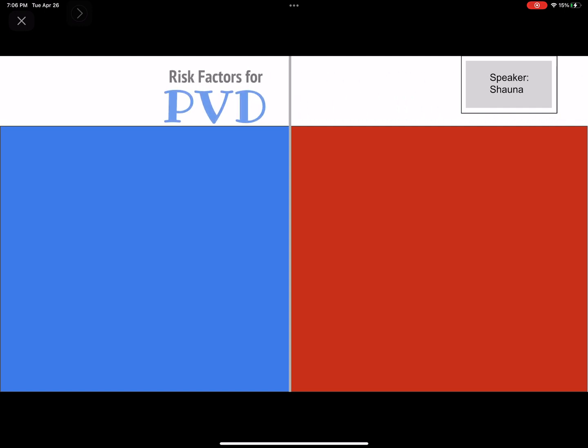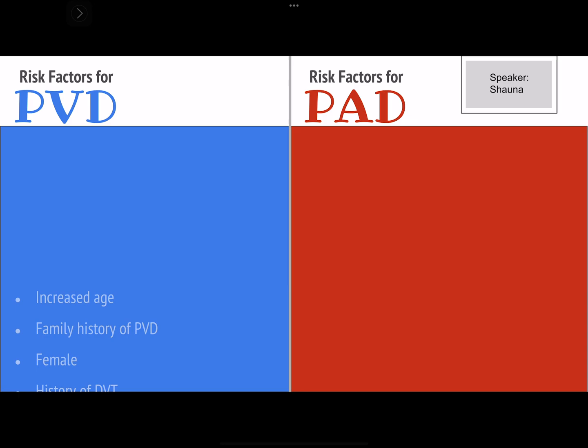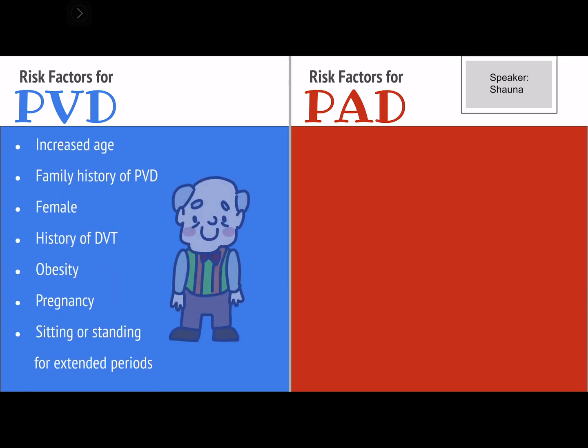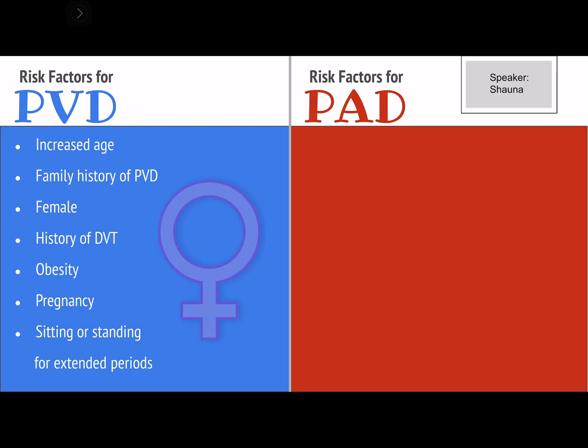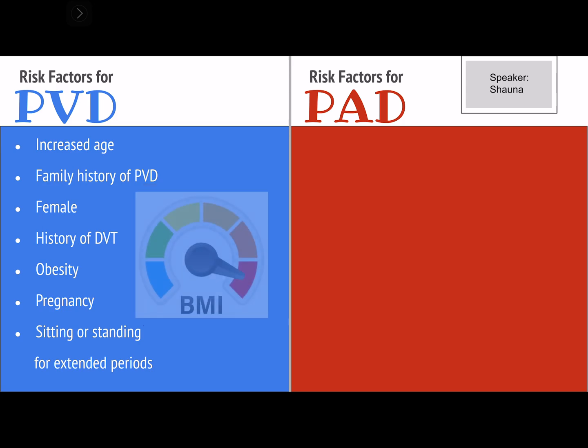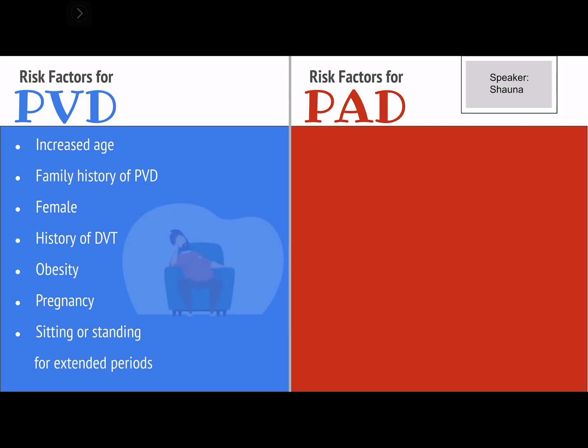Here we'll discuss the risk factors for PVD and PAD. For PVD, the risk factors include ages above 50, family history of PVD, female sex, history of DVT, obesity, pregnancy related to hormonal effects, and sitting or standing for long periods of time.